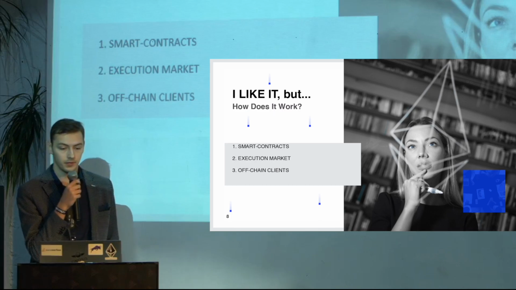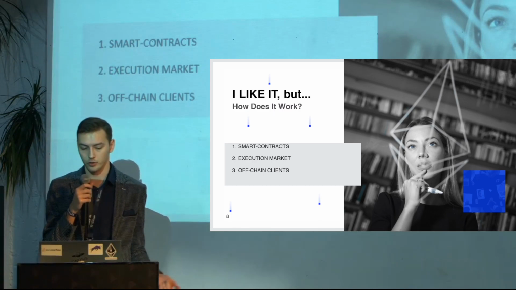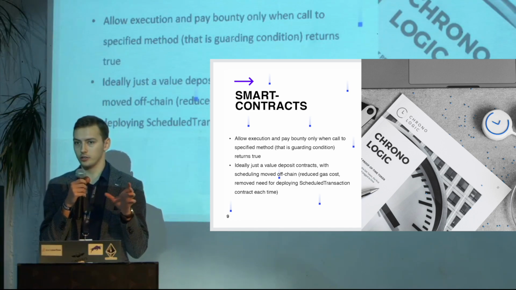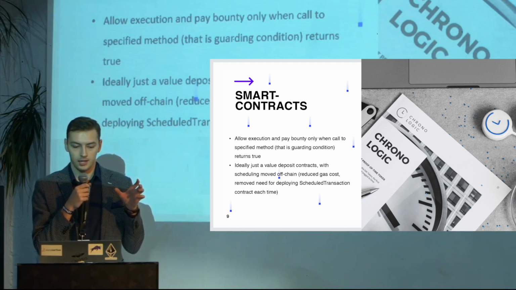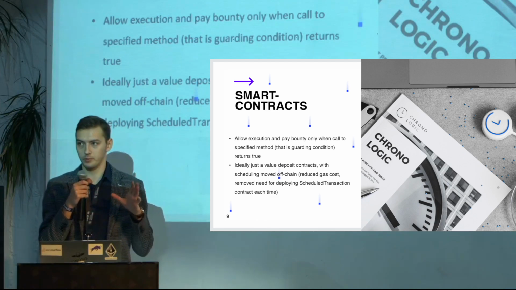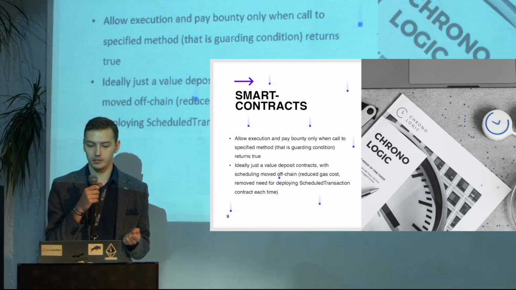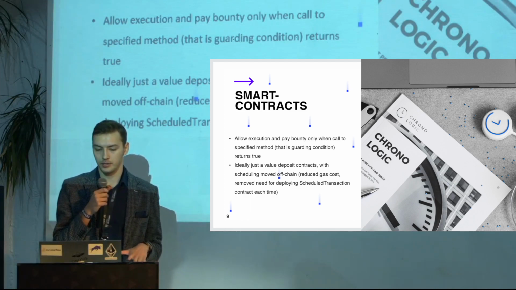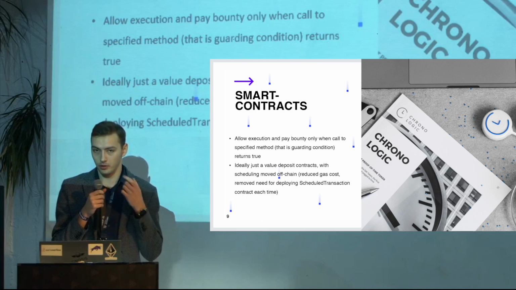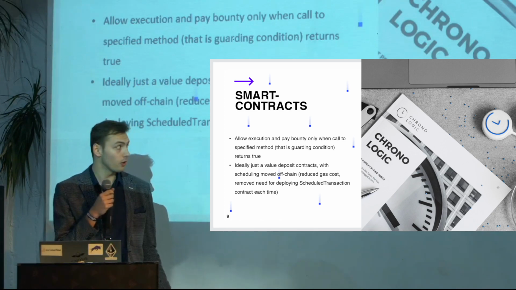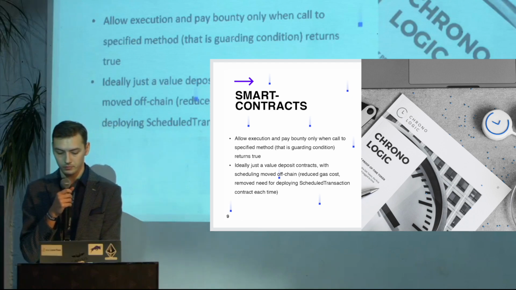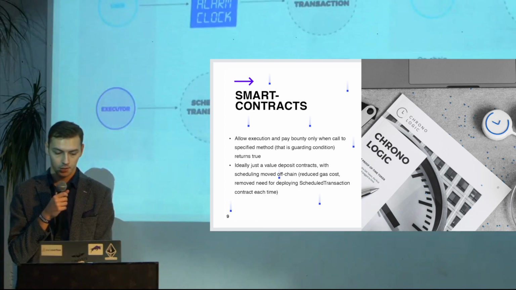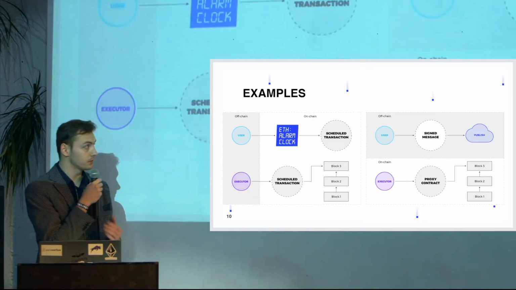Okay, so we have three parts: smart contracts, execution market, and off-chain clients. Smart contracts, so the guarding condition is the on-chain condition. It's in a smart contract. Also, the smart contract is responsible for paying the bounty. Ideally, smart contracts would be just value deposits, and the scheduling would be done off-chain. But this would reduce the gas cost, but it would pose its own challenges, like creating our own consensus between the executing agents.